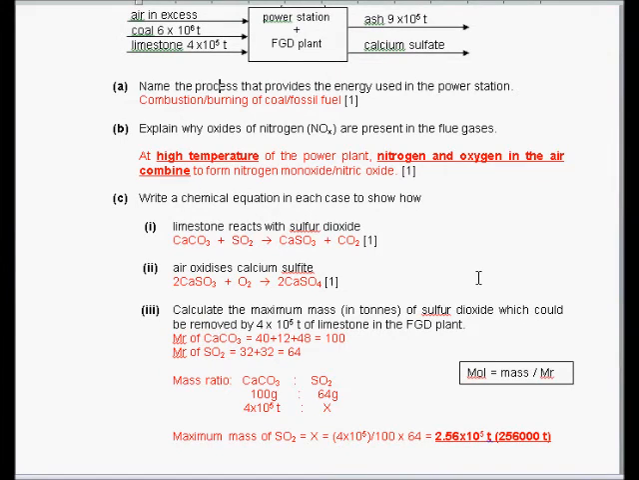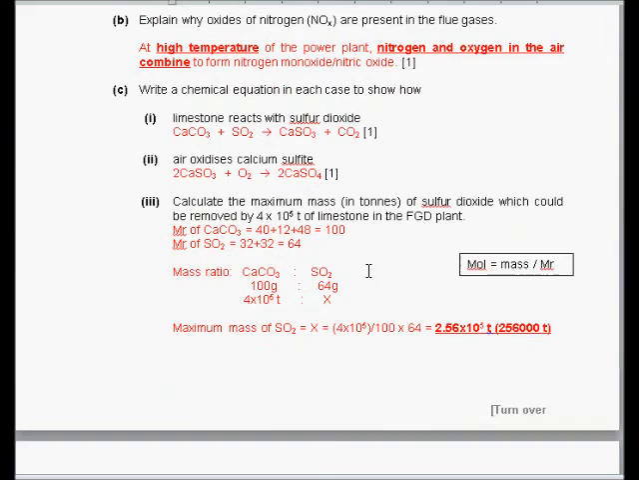Explain why oxides of nitrogen form. This one is because of the high temperature of the power plant. All this is basically straight out from the mind map, nothing special. And then the chemical reactions, this one is straight out from the mind map or the textbook.